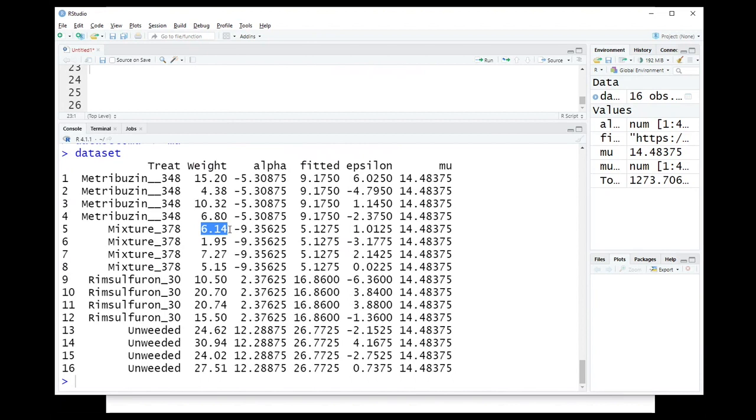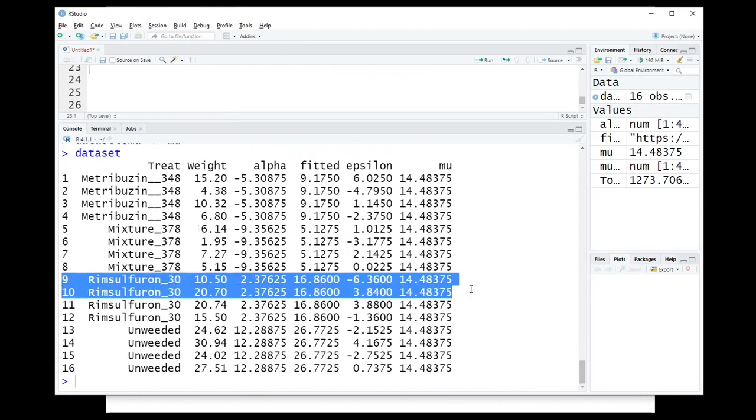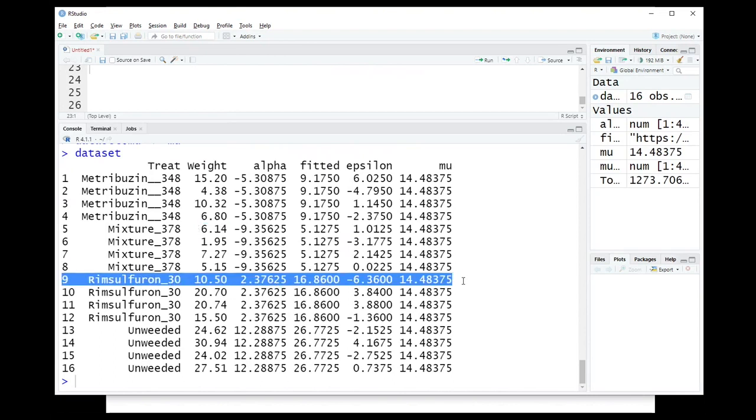Is this clear? I want to do another example if you want. We can look at this observation here, number 9. Okay, so we observed 10.5. The weight was 10.5 grams per pot. Okay?